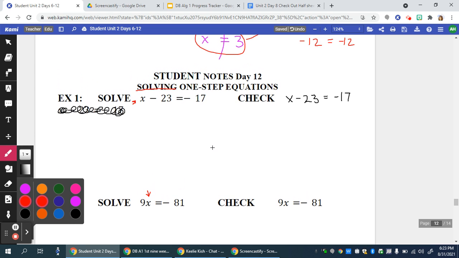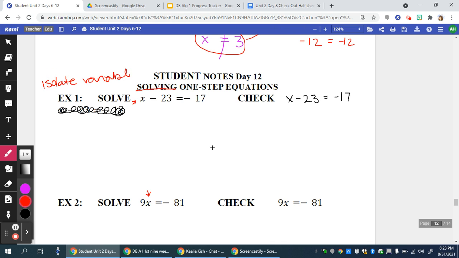Remember, when you are solving, you still want to isolate the variable, aka get it alone. And you still are using the inverse operation. But now you have to figure out which one.